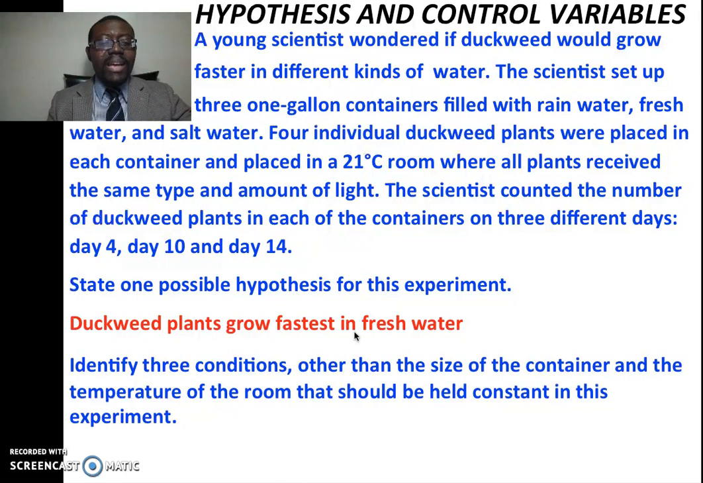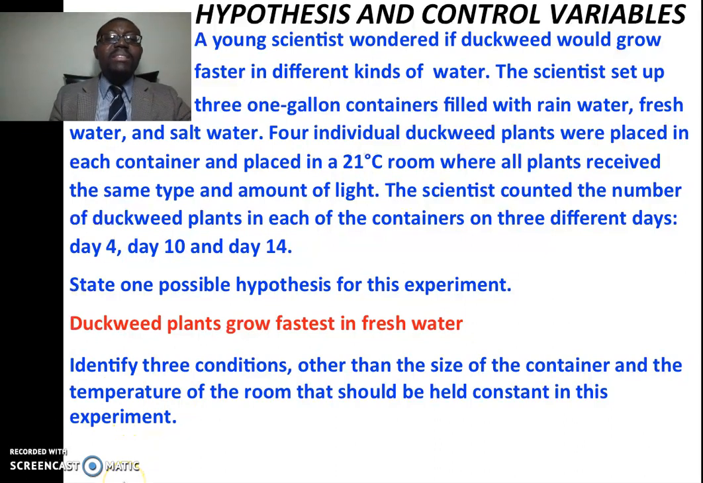The next question is, identify 3 conditions other than the size of the container and the temperature of the room that should be held constant in this experiment. So this question is asking us about control variables. What are some of the things we keep constant or the same in both the control group and also the experimental group?